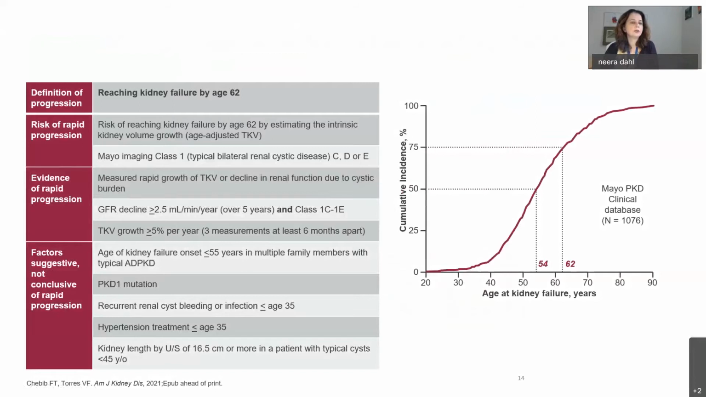So how do we determine who's at risk of rapid progression in ADPKD? This is a paper that just recently came out from the Mayo, from their analysis of their database. They define rapid progression as someone reaching kidney failure by the age of 62. Overall, about 70% of patients with ADPKD will develop end-stage renal disease. They're looking at their patient base and saying about 75% of them developed end-stage renal disease by the age of 62. And so people in this risk category are those high-risk people.